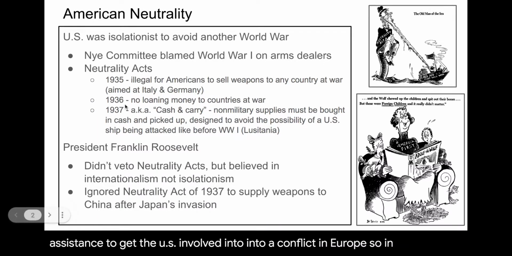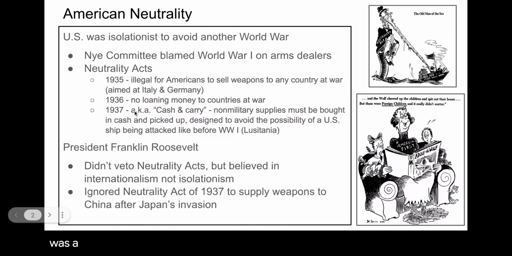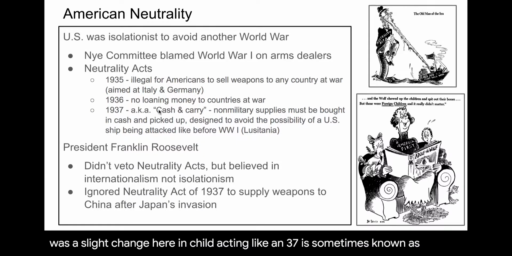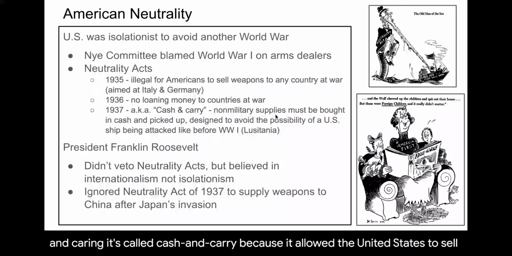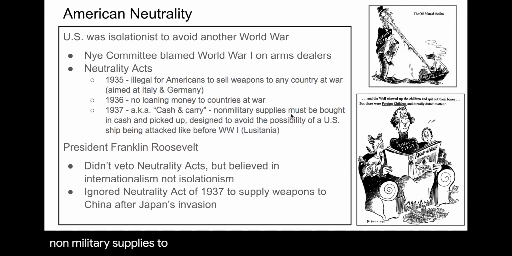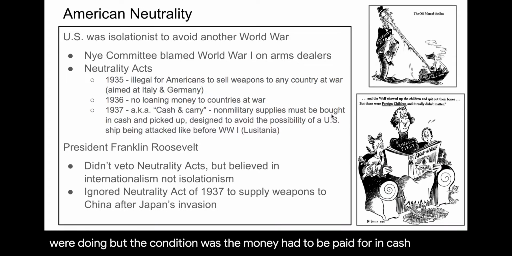So in 1937, there was a slight change here. The Neutrality Act of 1937 is sometimes known as cash and carry. It's called cash and carry because it allowed the United States to sell non-military supplies to other countries. So countries like Britain, France, those kinds of places, ones that were opposed to what Germany and Italy were doing. But the condition was the money had to be paid for in cash. They had to pay for it up front.